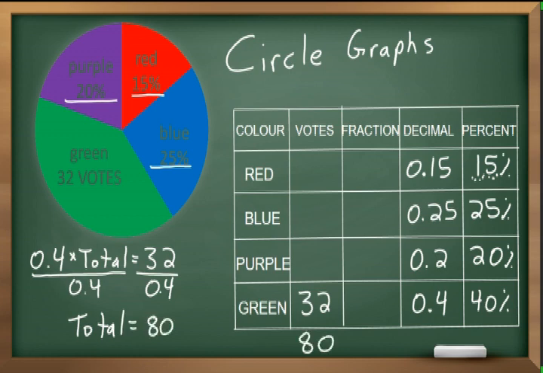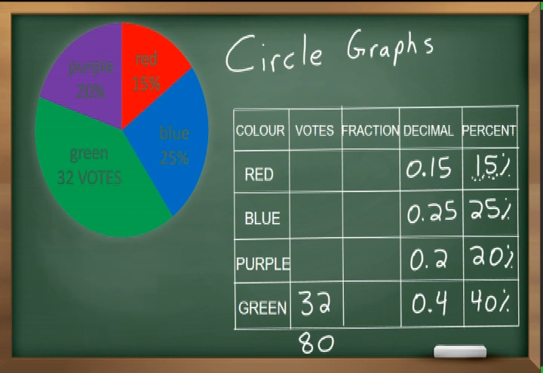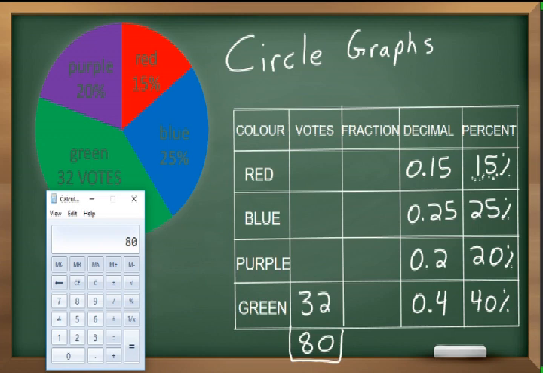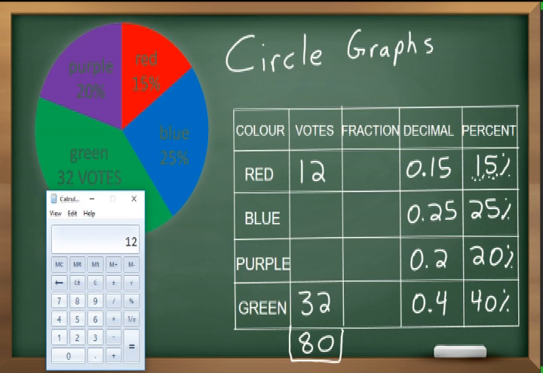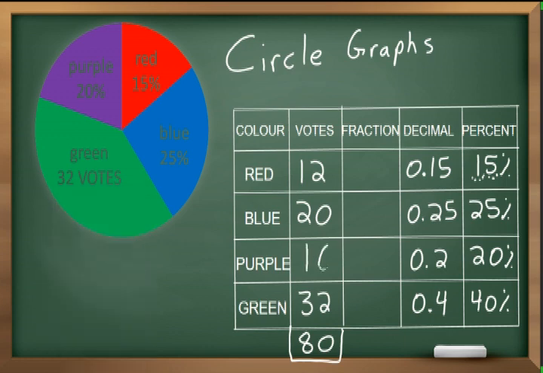Now that we have the total number of votes, it's fairly simple. All we do is take the total and multiply it by the percent as a decimal, and we can get the number of votes for each of the missing pieces. So we end up taking 80, multiply it by 0.15, gives us 12. Take 80, multiply it by 0.25, it ends up giving us 20. Take 80, multiply it by 20%, ends up giving us 16. And we already know what green is.